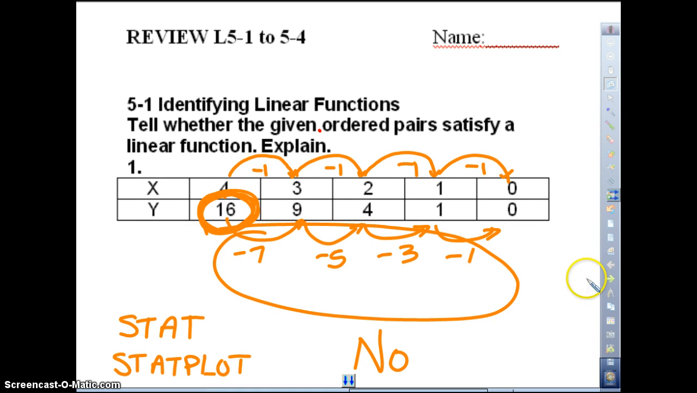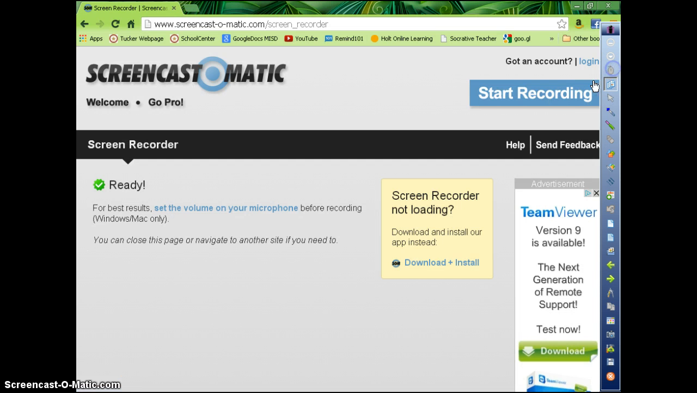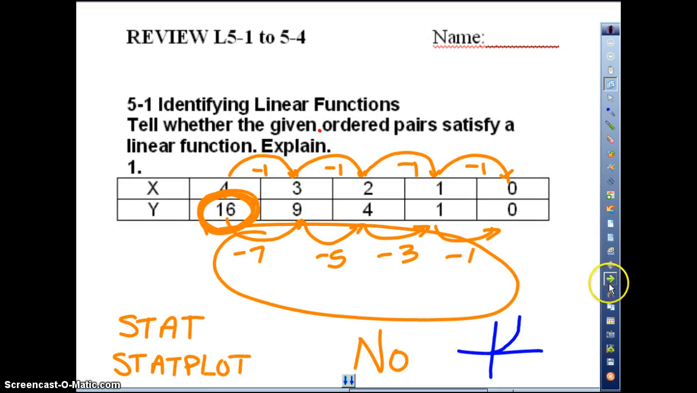Okay, and I see I got some kids that are plotting this out, so I'm going to pause a minute while they use their calculators and take a look at it. Okay, so my student here, Andrew, graphed it out. When he graphed it, it looked like that. It was not a straight line. Let's do number 2.